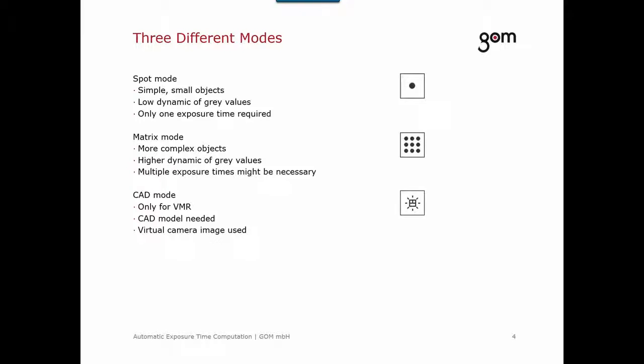The cut mode is only available for a VMR surrounding with existing cut model. It is explained in combination with the VMR workflows in the corresponding automation part of the What's New documentation. The cut mode is a specialization of the matrix mode as it uses the virtual camera image and the CAD for the elimination of the background and the fixture. At last, the manual setting of the exposure time is still possible as before.